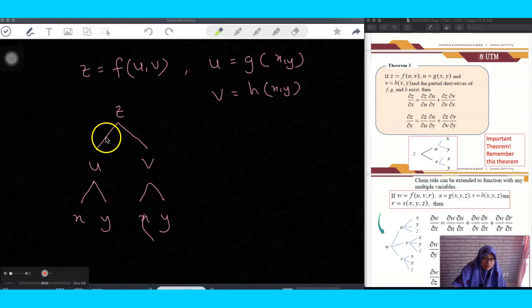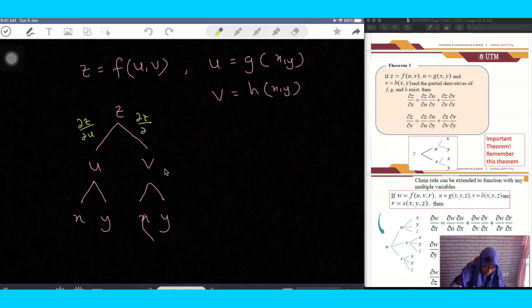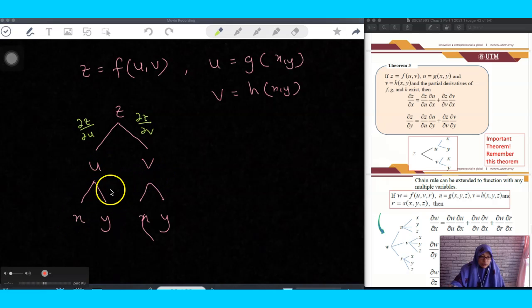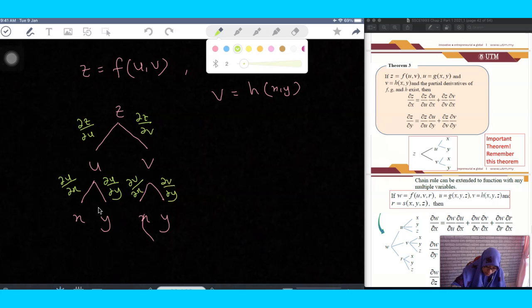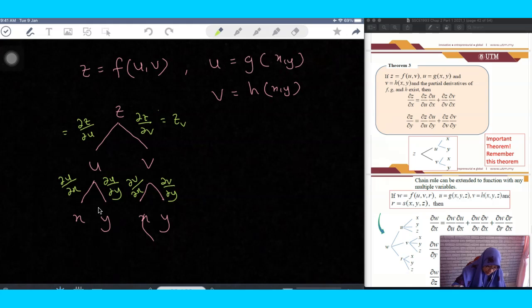Now you just focus on whether we have to use del or d. From z to u, there are two variables on the same layer, u and v. So we should use del z over del u, and del z over del v. And from u to x there are also two paths, meaning that you have to use partial, not the d. So del u del x, del u del y, and also del v del x, and del v del y. Or you can also use z_v, and z_u, and u_x, u_y, v_x, and v_y.